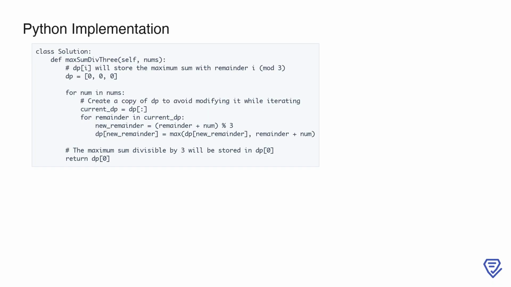Complexity. Time complexity. The algorithm iterates over the input list and processes a fixed number of states, 3 remainders, making it O(n), where n is the length of nums. Space complexity. The space usage is O(1), since the dp array has a fixed size of 3 regardless of input size. This approach efficiently calculates the result without generating all subsets, making it optimal for large inputs.